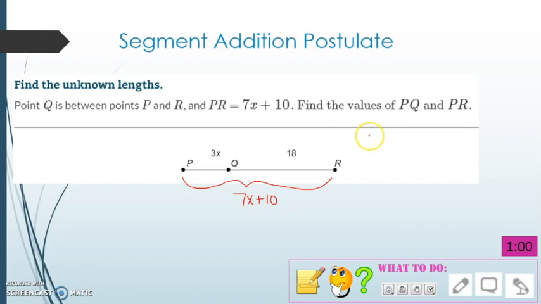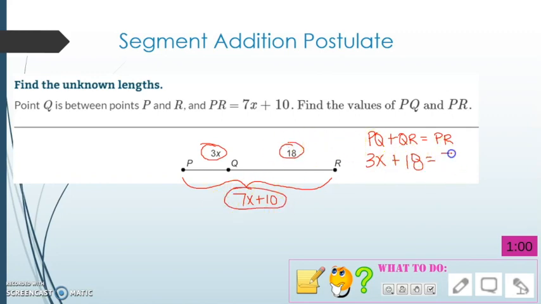So we can start out with the fact the segment addition postulate tells us that PQ plus QR is going to give us the value of PR. So now we can just plug in information we know. So PQ is 3x, plus QR is 18 equals PR, which is 7x plus 10.